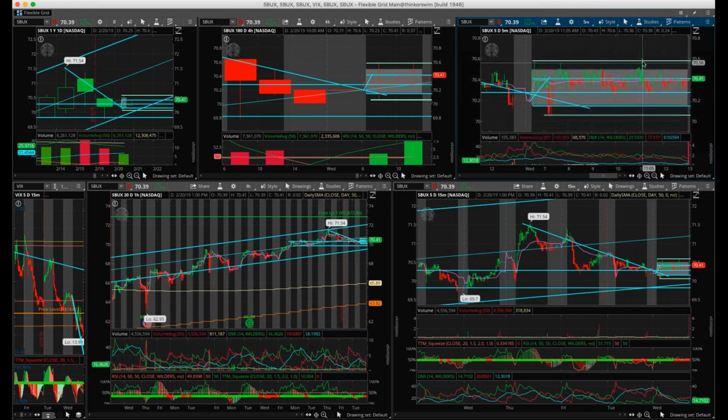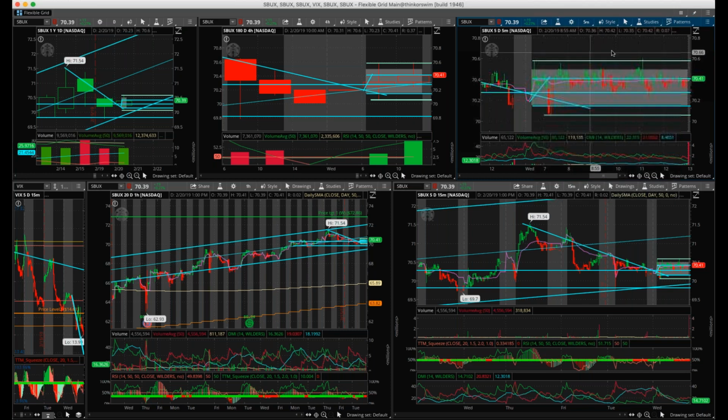Here it broke this, but it didn't close above. We always want that close above. We don't want to just tap it, because that doesn't tell us that that resistance is done, right? Price could touch that resistance all at once. Getting over that resistance and closing above, that is the true break of resistance.